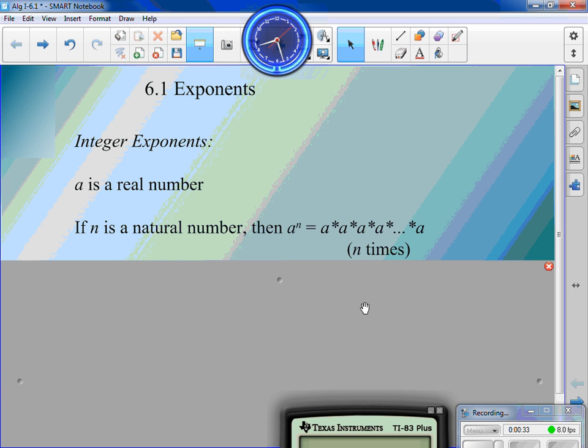If I have n as a natural number, then a to the nth power means a times a times a times a times a, n amount of times. If I had 3 to the 4th, that means 3 times 3 times 3 times 3. What's 3 times 3 times 3 times 3? 3 times 3 is 9, times 3 is 27, and 27 times 3, 81.